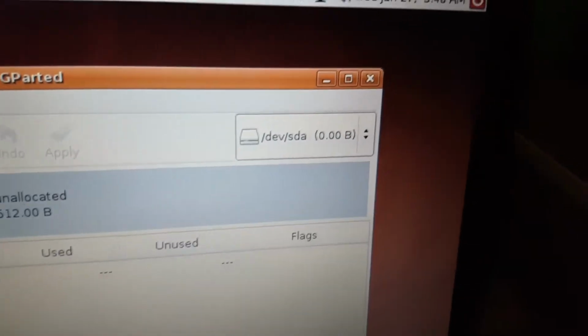This is what happens when the hard drive completely fails. Well, this is a different drive.